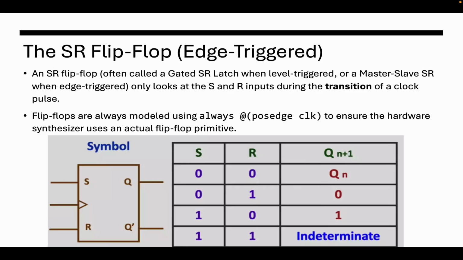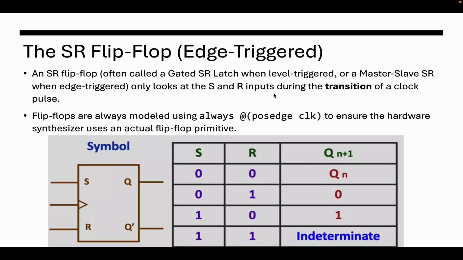Then comes another important part of sequential logic, that is SR flip-flops. Here the flip-flop is triggered by edge. When the clock pulse is positive edge triggered or negative edge triggered, it will be active. An SR flip-flop is often called a gated SR latch when level triggered, or a master-slave SR when edge triggered. So see, the same thing, the same diagram, whatever you saw in the latch: when it is level triggered, it will be called a latch, or when it is edge triggered, it will become a flip-flop.